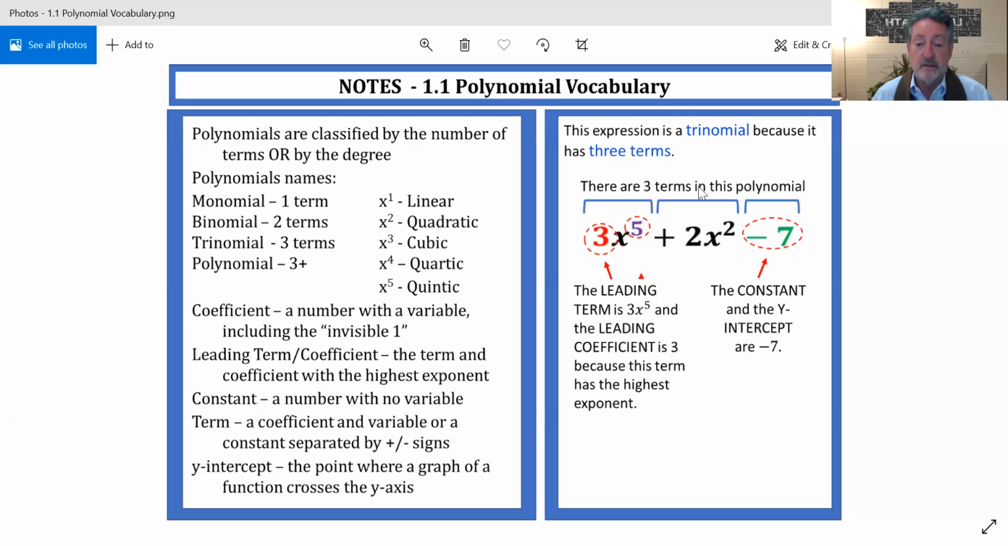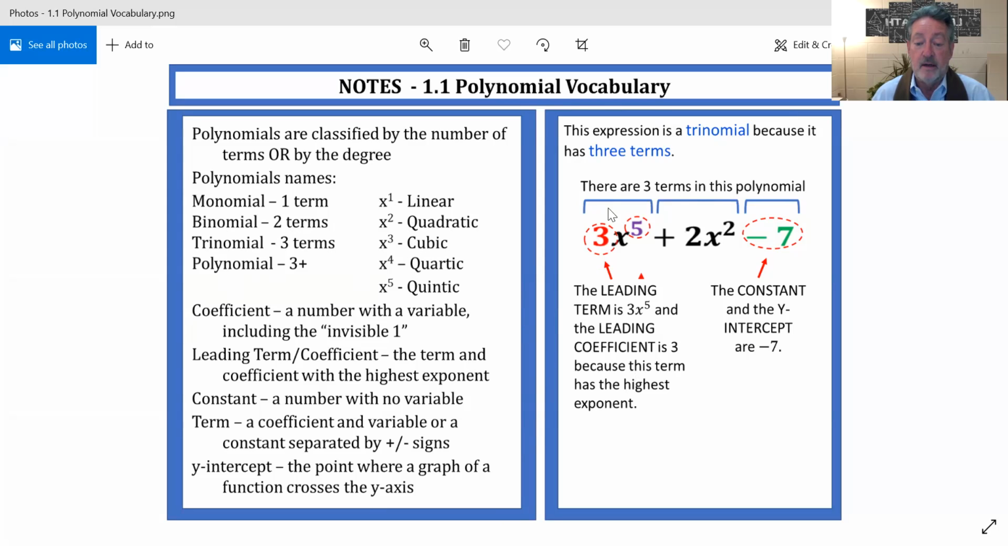This is online in your resources. And notice this shows different parts of polynomial vocabulary. So it says what things are called. So for each power, we can see what the associated word is that goes with that power.